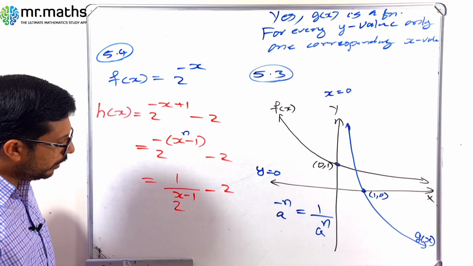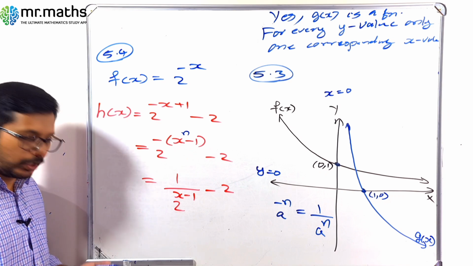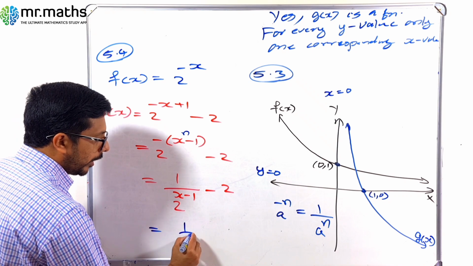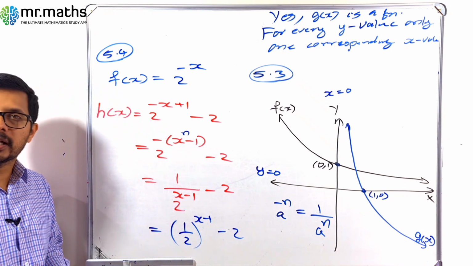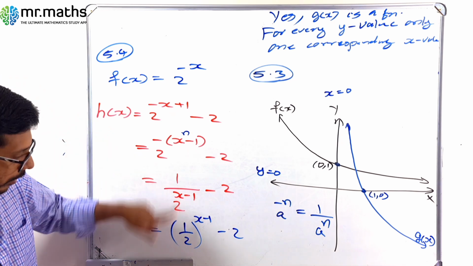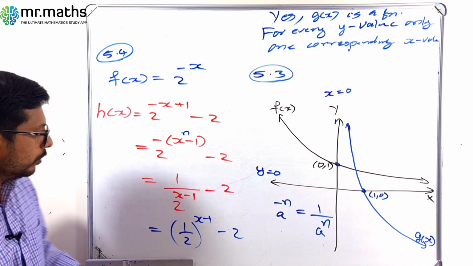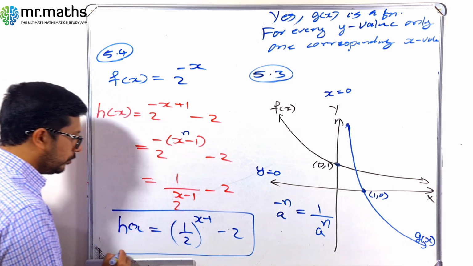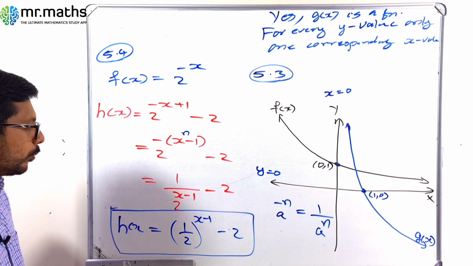Now 1 raised to any number is the same as 1. So look at how I am going to write this: 1 by 2 raised to x minus 1, minus 2. I can write it like this because 1 raised to x minus 1 is 1, and 2 raised to x minus 1 is 2 raised to x minus 1, then minus 2. So the final h of x we can write like this: 1 over 2 raised to x minus 1, minus 2. That is a positive exponent.